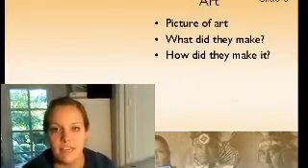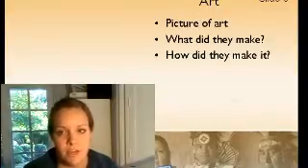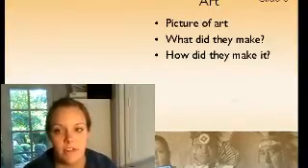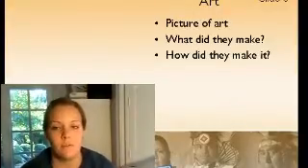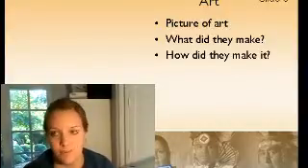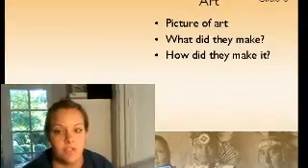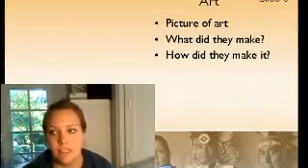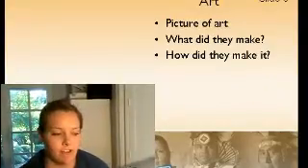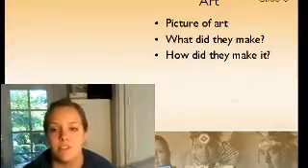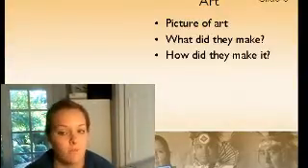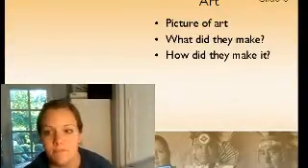Your 8th slide is on the art from your group. You need to have a picture of the art and tell us what did they make. Were they known for their basket weaving, for their leather paintings, their leather work? Maybe they made leather weapon carriers or tool carriers. So you need to explain what they made, what it was made out of, and how did they make it.